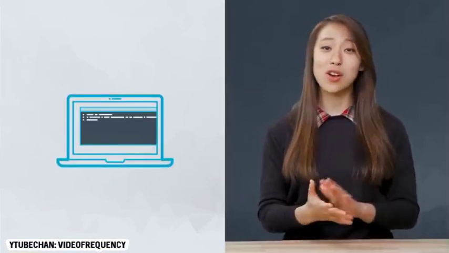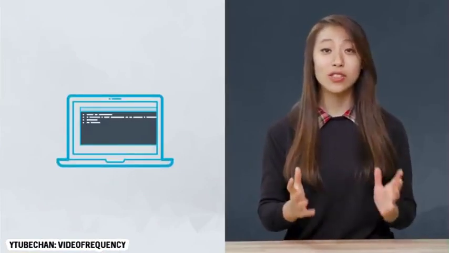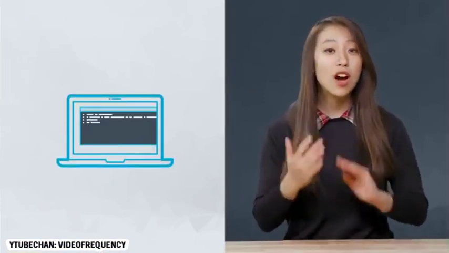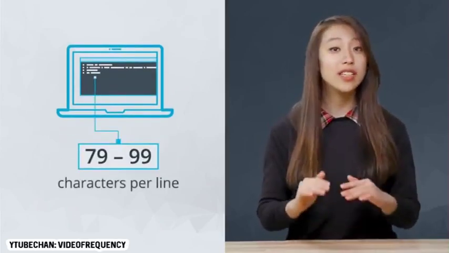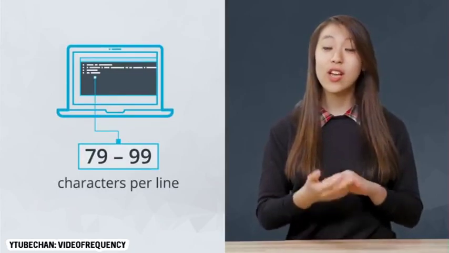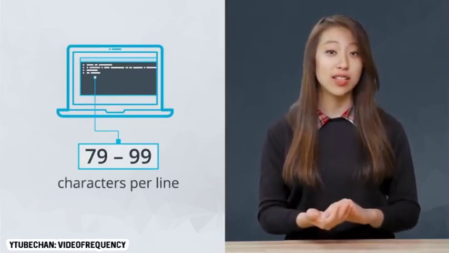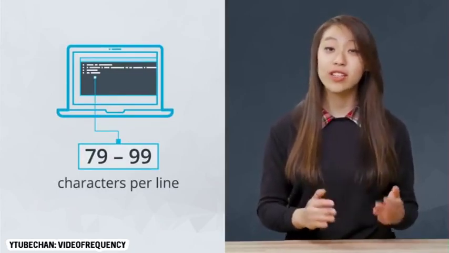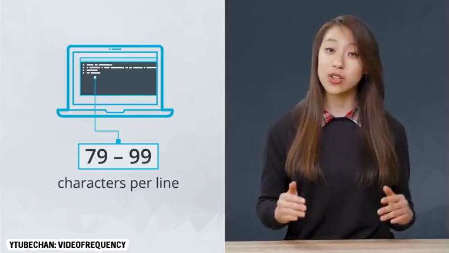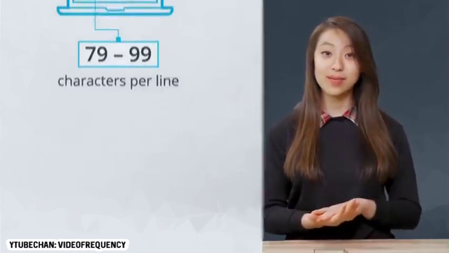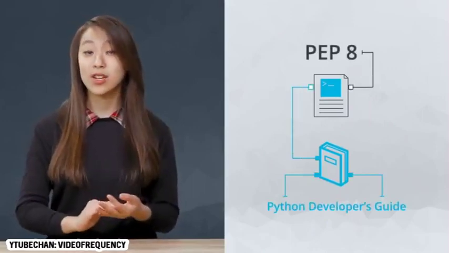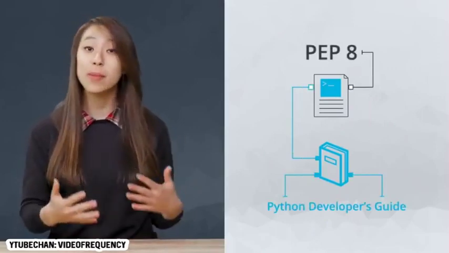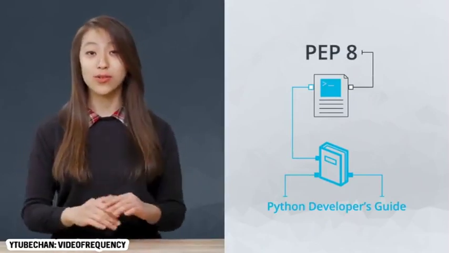Don't write extremely long lines of code. They're hard to understand. People commonly limit themselves to lines that are 79 or 99 characters long. If you feel like you need to write longer lines, consider rewriting, simplifying, or separating your code into multiple lines. These conventions come from the Python Developer's Guide, which has a style guide called PEP 8, which is linked below.